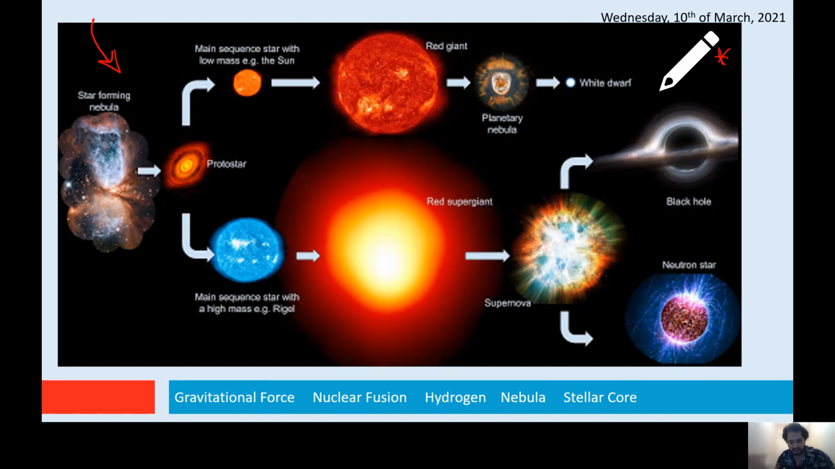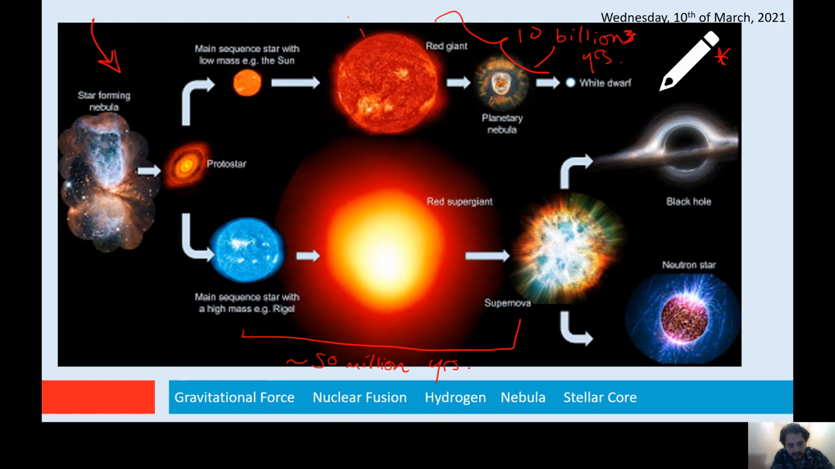A little note to add maybe would be that for a main sequence star, for these guys, we'd be talking about billions of years, or 10 billion years. And then for a super high mass star, we'd be talking about 50 million maybe. So a very, very rapid process.